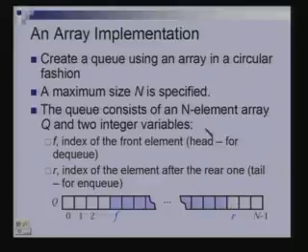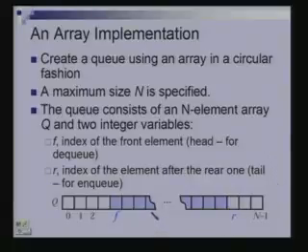Now, I have said something like in a circular fashion. What does this mean, and why am I saying such a thing? Let us say we kept inserting elements in this queue. I inserted another element, another element, another element, and now I cannot insert any more elements, because I have already reached the end of this array. But I have space available here in the front. So, what will I start doing?